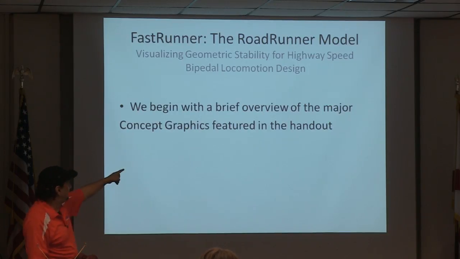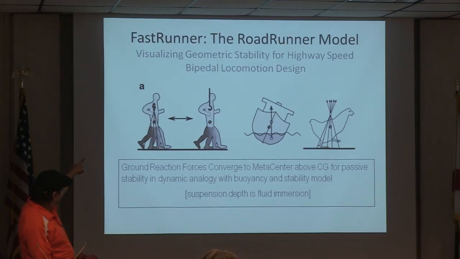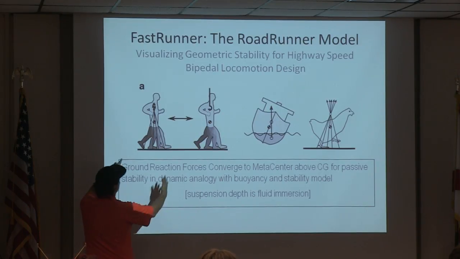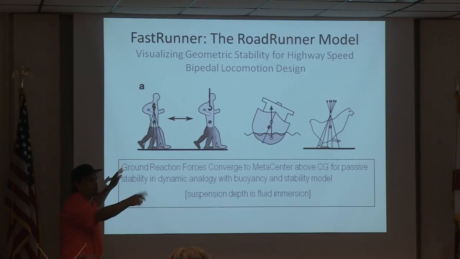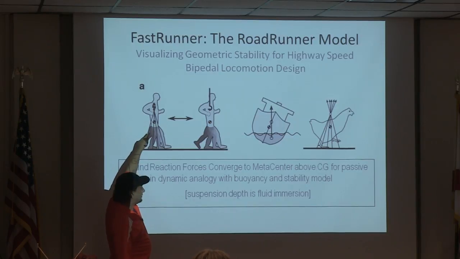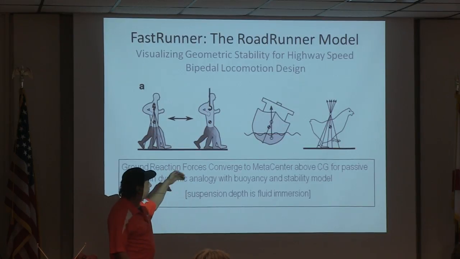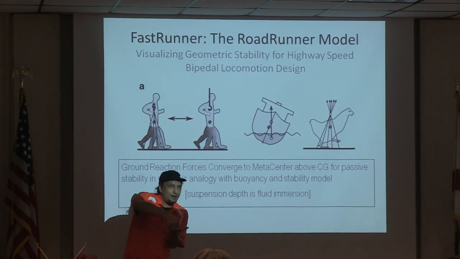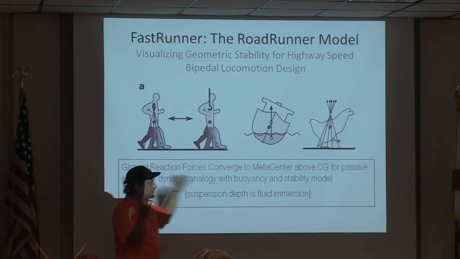Okay, so we'll begin with a brief overview of the major concept graphics featured in the handout, so you can take these with you if you like. To begin, the ground reaction forces really do converge by all the data we have, and I've got all the references and papers on Mendeley. They converge to a metacenter that's above the CG, center of gravity, for passive stability and dynamic analogy with the buoyancy and stability model, where your tire is a little bit flat on the bottom because the ground's pressing there. We call that suspension immersion, and the analogy will hold, as you'll see.